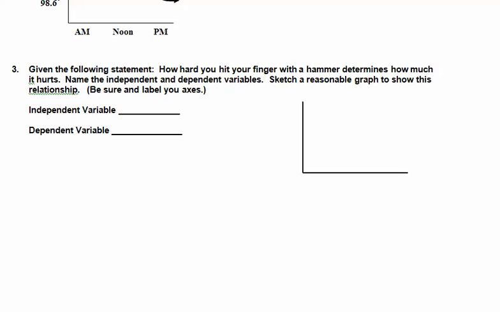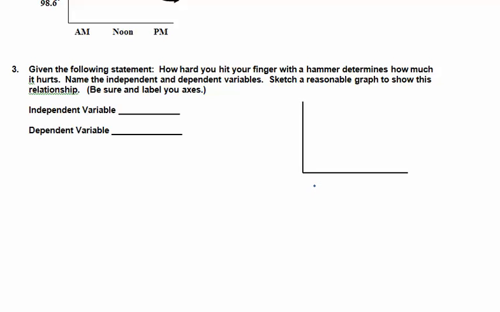So given the following statement, how hard you hit your finger with a hammer determines how much it hurts. All right? So name the independent and dependent variable, and then sketch a reasonable graph. Be sure to label your axes. All right, so the independent variable is the one that happens first. So which one happens first? How hard you hit your finger? Do you hit your finger first, or do you get the pain first? All right, so the independent is going to be how hard you hit your finger.